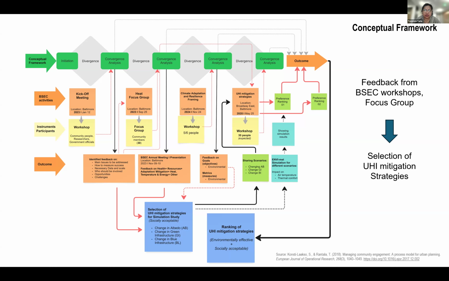We also had a climate adaptation and resilience framing meeting where we had some feedback on environmental objectives and environmental metrics. So what are the things we can measure so that we understand we are making progress? These helped to formulate the mitigation strategies.